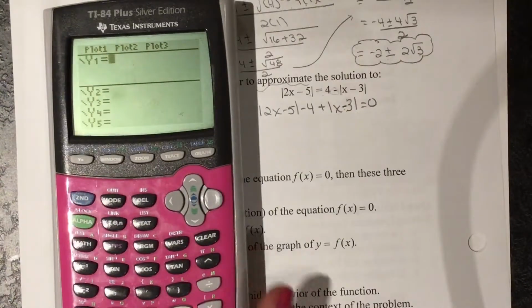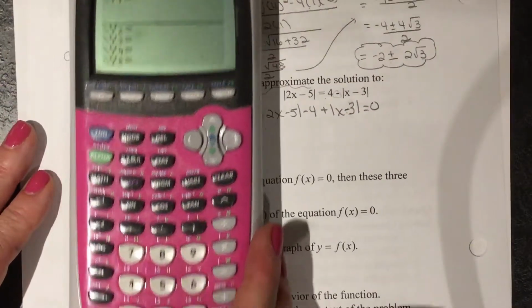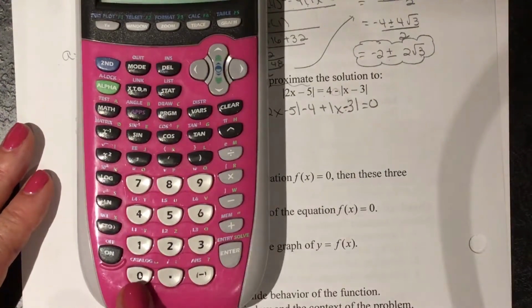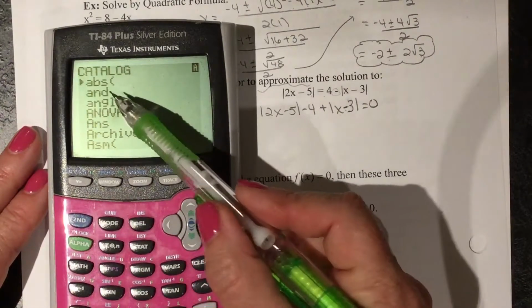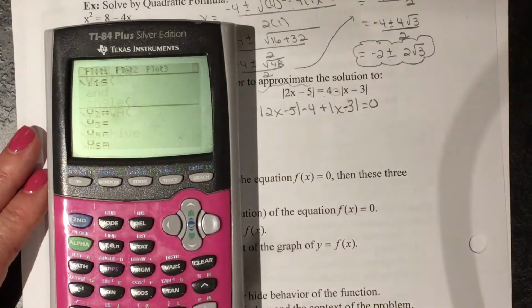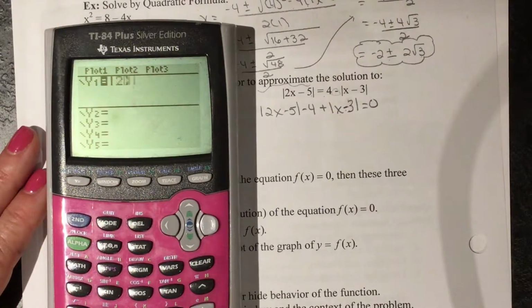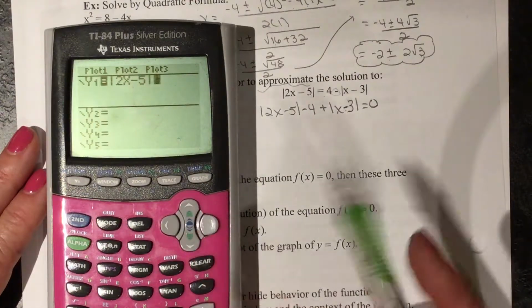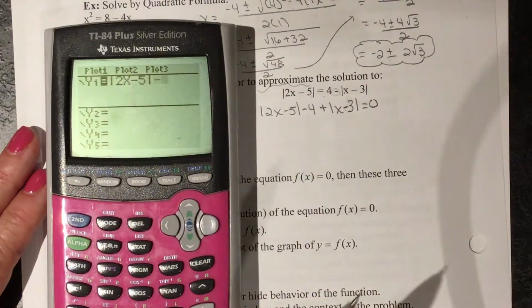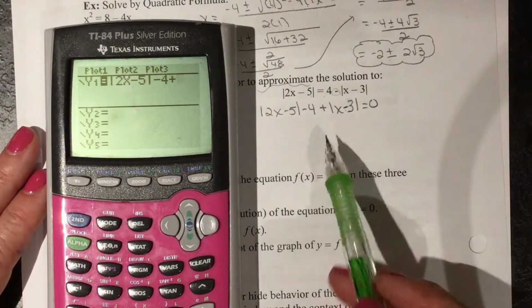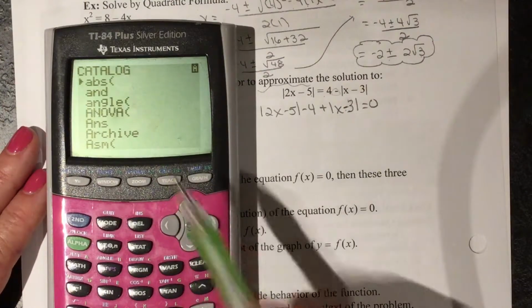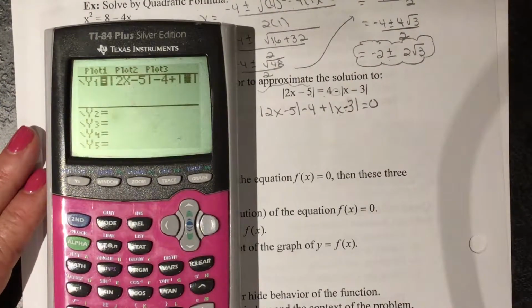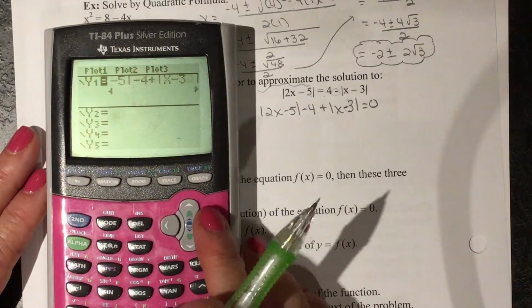To find the absolute value bars, I'm going to go to second zero, which gets me to the catalog, and I'm going to have to keep scooting back and forth. Sorry about that. And here's my absolute, ABS. It's the first one, so you just hit enter, and that will automatically put the absolute value bars there for you. So I do 2x minus 5, toggle over 1 to get outside of the bar, minus 4, plus, I need to get back to the absolute value, so second 0, which gets me to the catalog. Hit enter because that's the absolute value, and then x minus 3, toggle out.